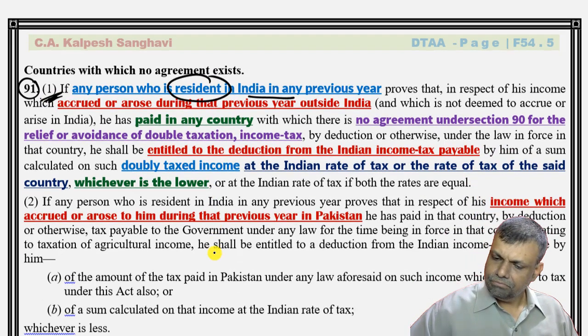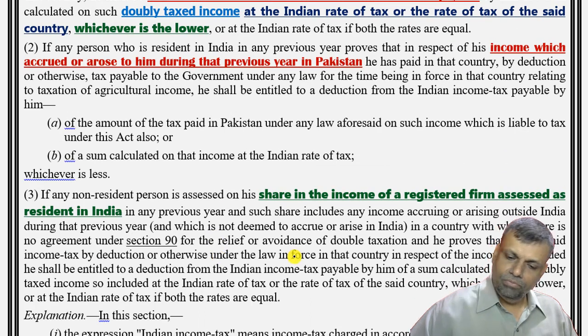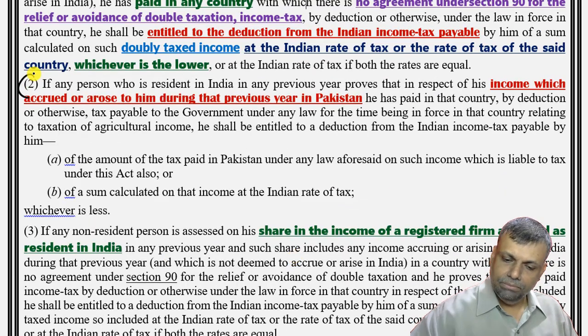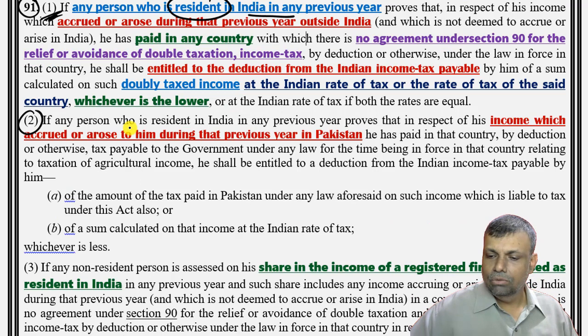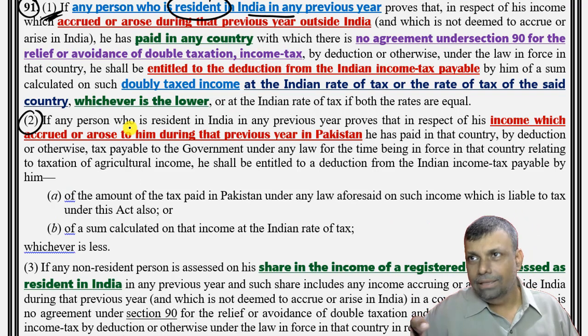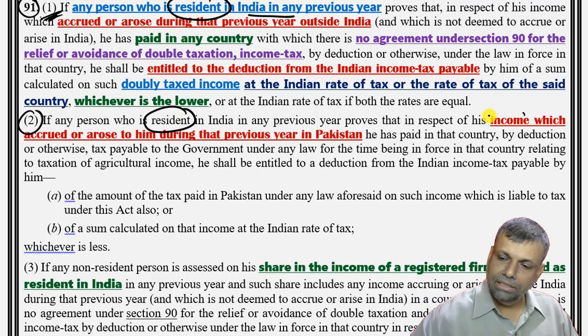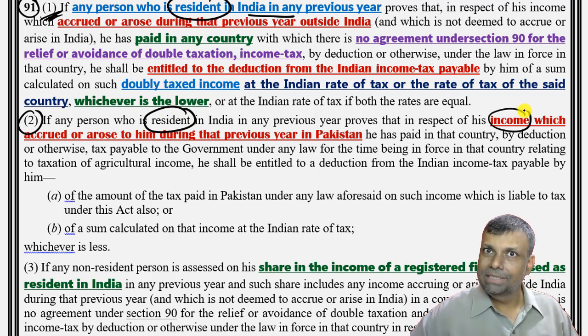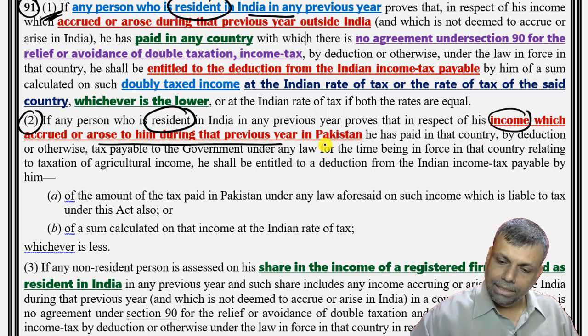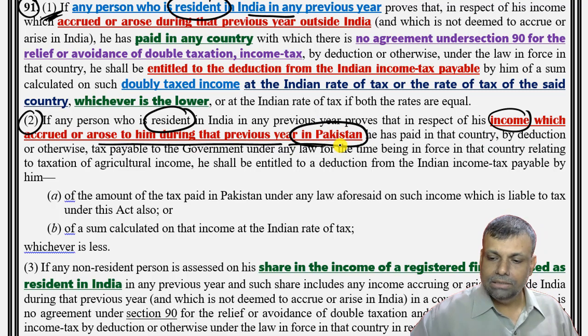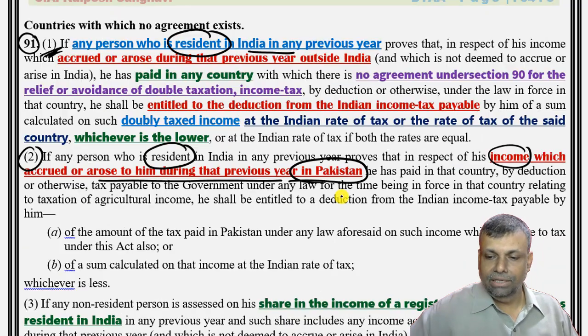Okay, so the same concept is there in section 91.2 you see. 91.2 is also a duplicate only of 91.1, but it relates to a specific income type. Okay, so here also the assessee is a resident, and the income now is a specific income. Okay, under 91.2, application wise it is the same only. So income which accrues or arises to him in Pakistan. So Pakistan is naturally outside India, no?